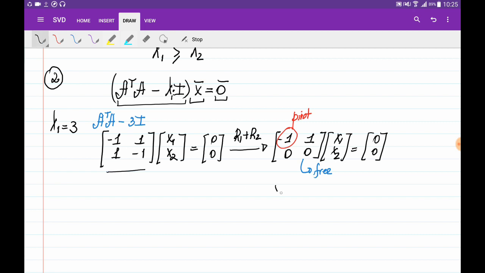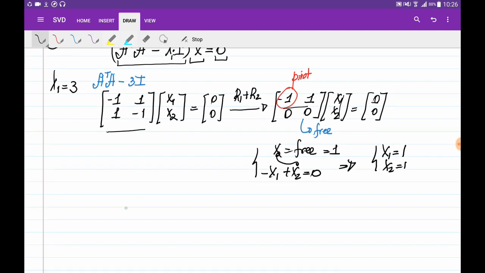So we choose x2, which is free, to be 1. If we multiply the first row to the first column and equate this to the first row on the right hand side, we have the equation minus x1 plus x2 equal to 0. If we substitute x2 equal to 1 here, we get a vector with the components 1 and 1. So this is the first eigenvector of this matrix, 1 and 1.